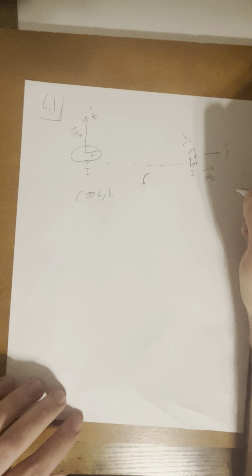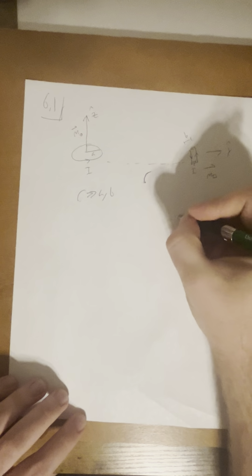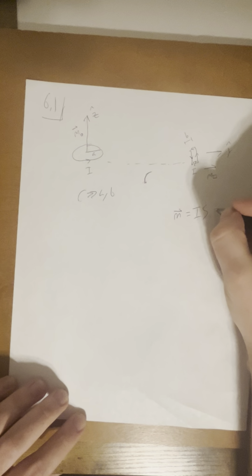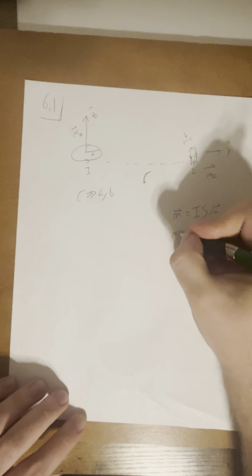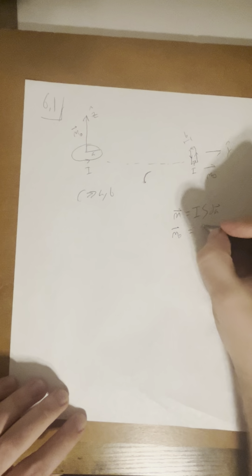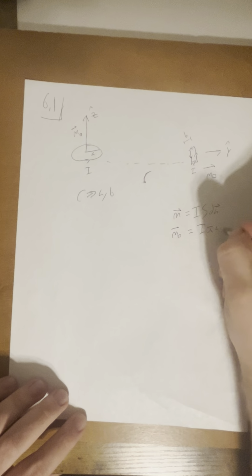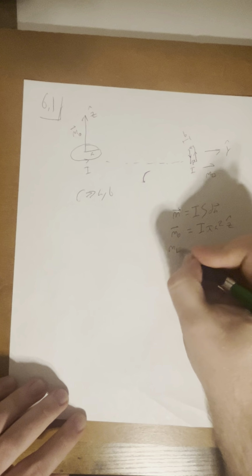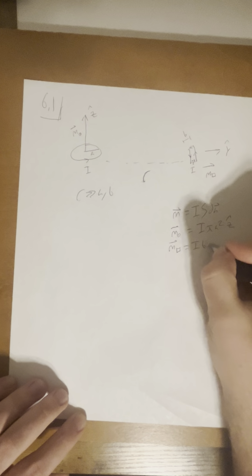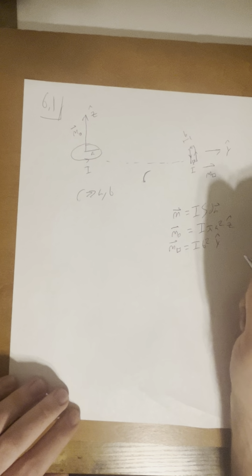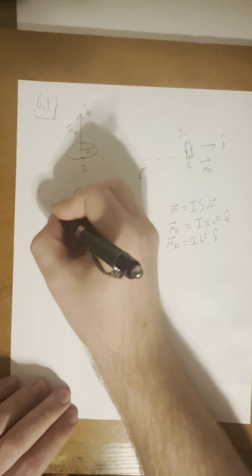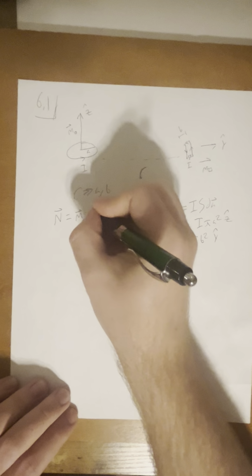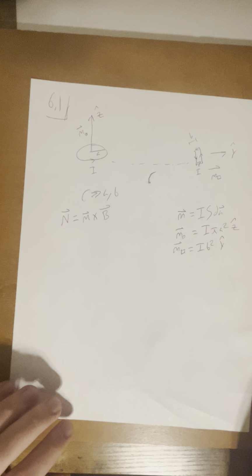Okay, so first let's calculate those values. We know magnetic dipole moment is equal to current I times the integral dA. So M circle will evaluate to I times its area, pi a squared, in the z hat direction, and M square will evaluate to I b squared in the y hat direction. And now we know that torque is equal to the cross product of the magnetic dipole moment with the magnetic field.